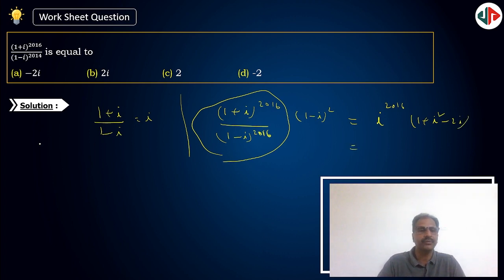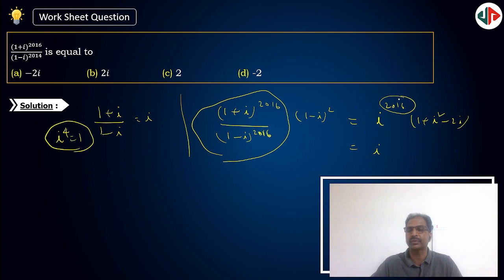We know that i power 4 is 1. Then how to find i power larger numbers? Divide that number by 4. Divide this number by 4. Remainder is 0. So i power 0 into... So the answer is minus 2i. Option A.